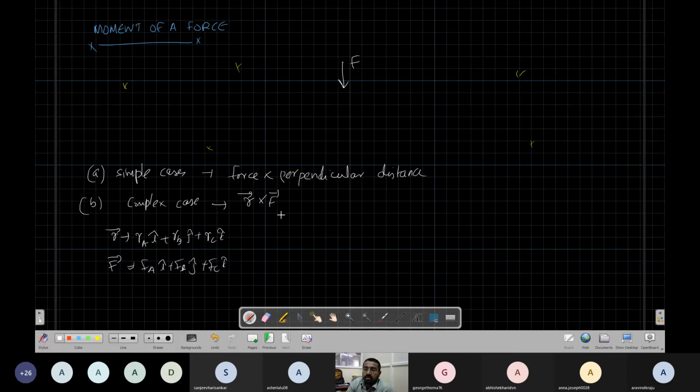Okay, then you will use vector multiplication, the cross product. So we will take this up later. First we will understand what a moment of force is, and where we can apply that. Moment of a force is a case that all of you know.